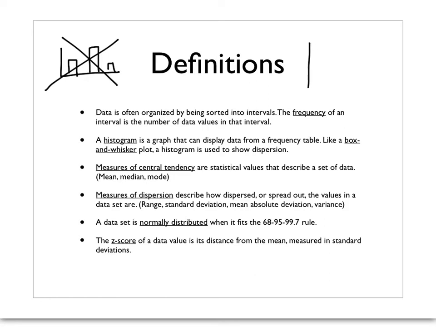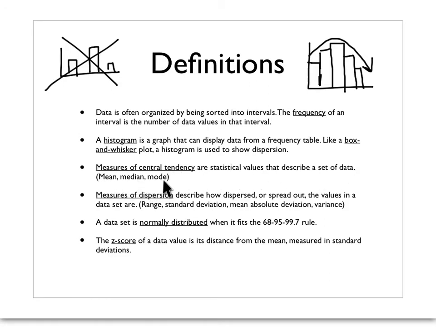A histogram is where you have bars that touch because we're talking about different intervals, and that's how many are in those individual intervals. So there's no space in between because it's continuous, and it shows the dispersion of that data in those intervals. The measures of central tendency are the statistical values that describe a data set.